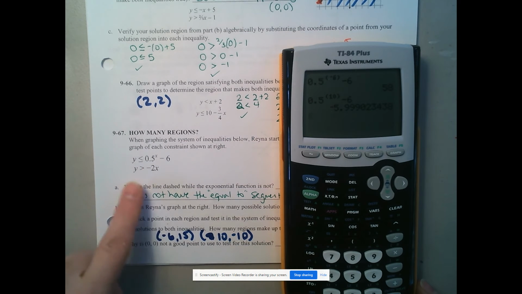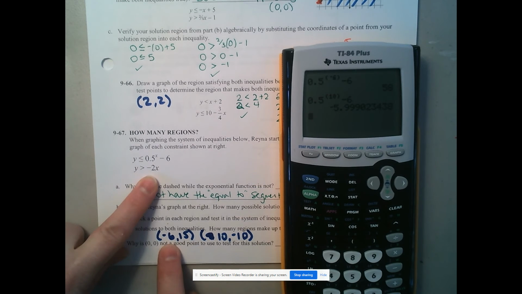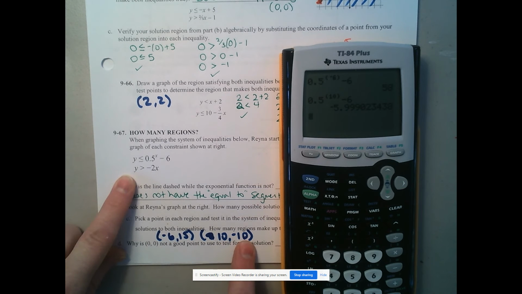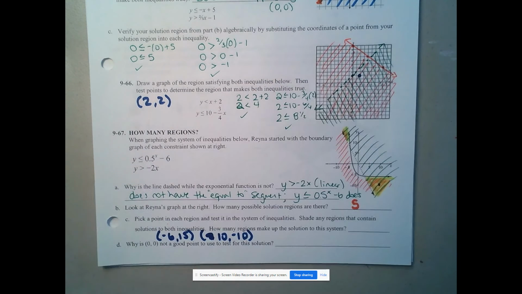nonlinear graph. The second one is y greater than -2 times x. So is 15 greater than or equal to -2 times -6, which is 12? Yes. Is -10 greater than -2 times 10, which is -20? Yes. So they both work. Both points work for both equations, so they are 2 separate solution regions. How many regions make up the solution to the system? There are 2 regions.